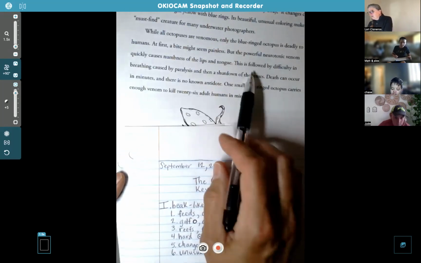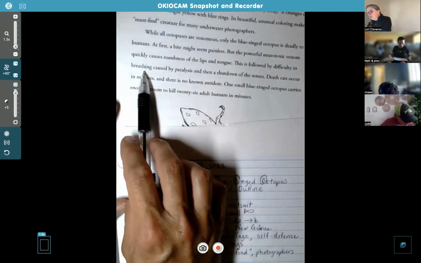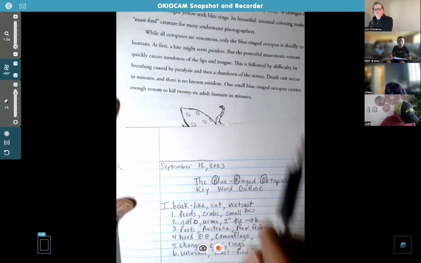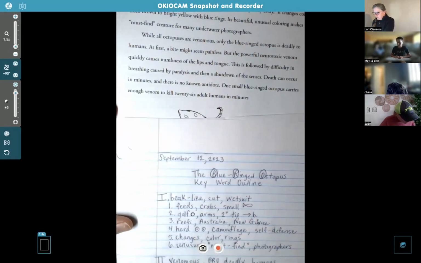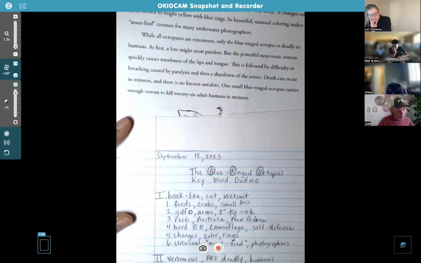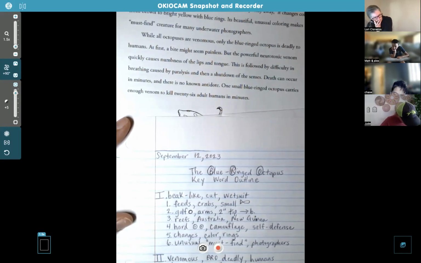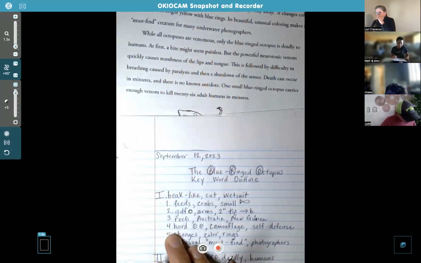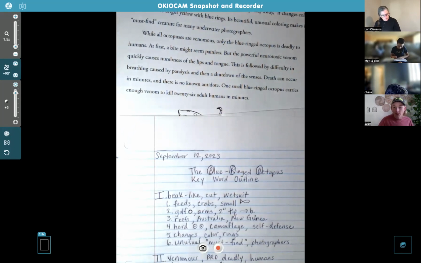Jude, let's see, you're here. This is followed by difficulty in breathing caused by paralysis and then shutdown of the senses. I don't know how to draw any of these things. I guess breathing, paralysis, and then shut down, and maybe show a stick man as your body shutting down. I like those three words.